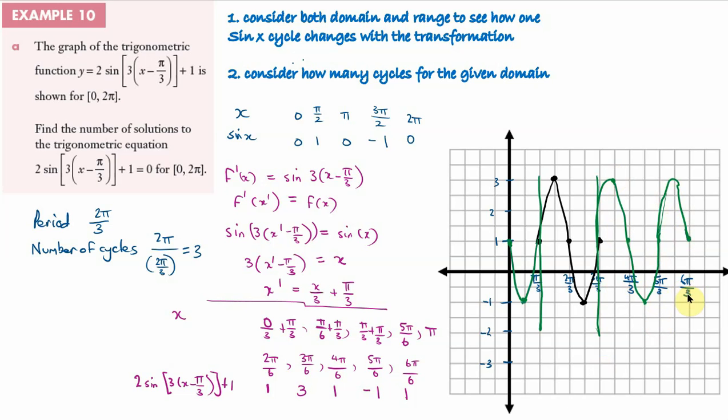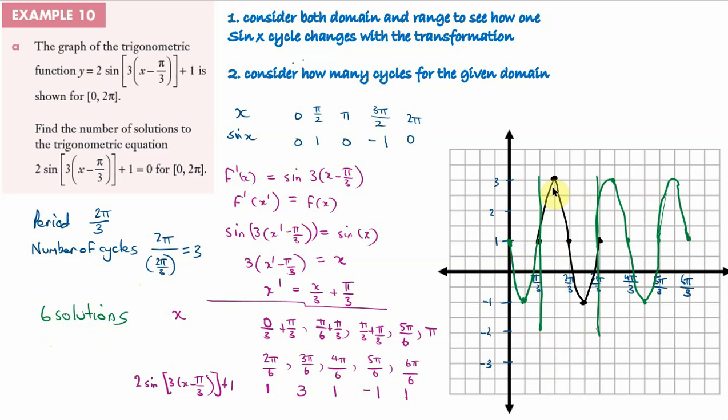So I've gone and drawn that in, taking it up to the limit of the domain, 6 pi on 3 or 2 pi. And coming back to the question, how many solutions to that transformed function equals 0 on the domain 0 to 2 pi? And we've got 1, 2, 3, 4, 5, 6 solutions. 6 solutions, and that shouldn't surprise us. If we've got 3 cycles and we've got potentially 2 solutions each cycle, then we would expect a total of 6 solutions.